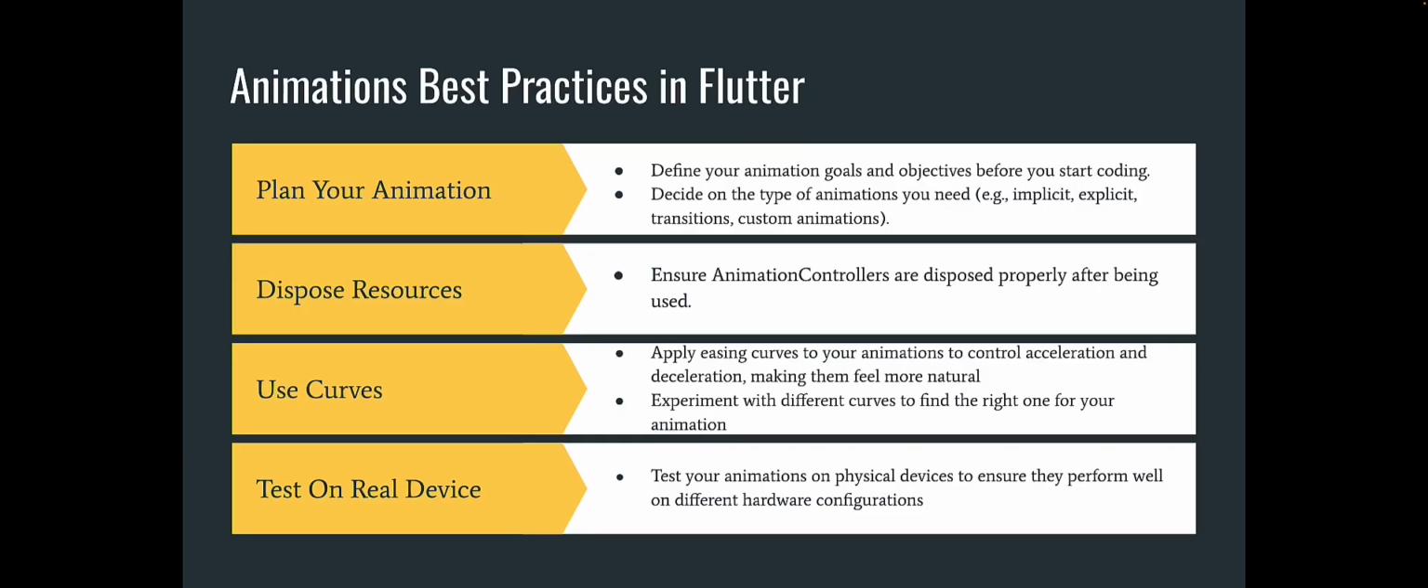Now we're going to move to the next thing. This is going to be the last part of our slides, because we are going to be doing more practical work here compared to theory. These are just 4 of the animation best practices in Flutter. This is not all of them, but these are the 4 major ones which I take into consideration when I'm working with animations. Firstly, plan your animation. That's one of the most important things. When you want to do an animation, you have to first sit down and define your animation goals and objectives before you start writing code.